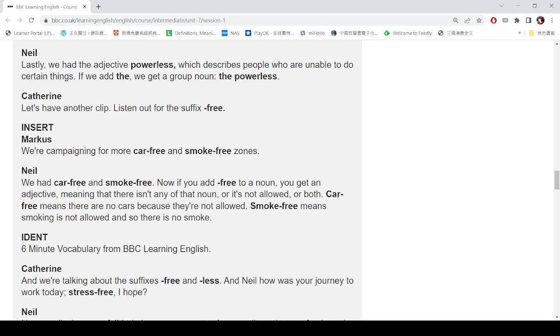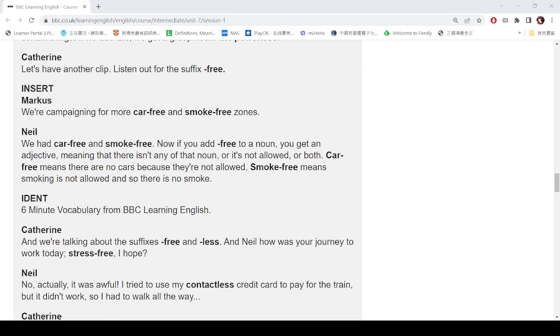We have car-free and smoke-free. Now, if you add -free to a noun, you get an adjective, meaning that there is not any of that noun, or it is not allowed, or both. Car-free means there are no cars because they are not allowed. Smoke-free means smoking is not allowed, and so there is no smoke.